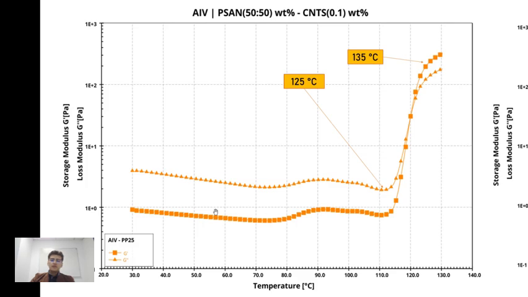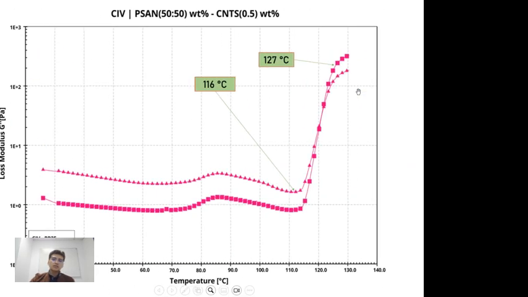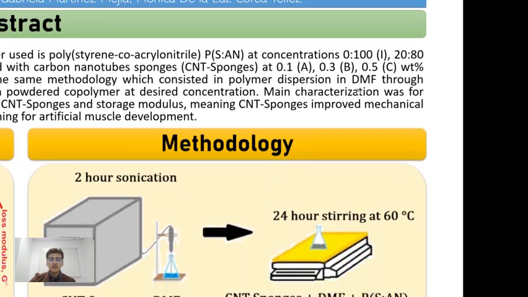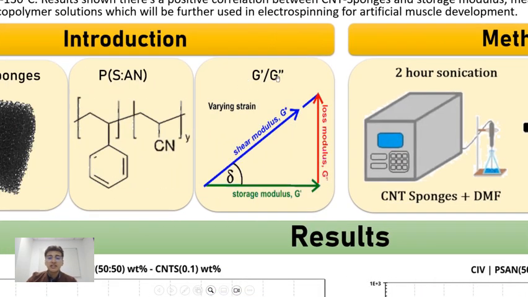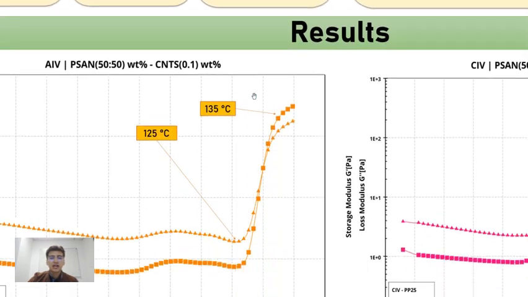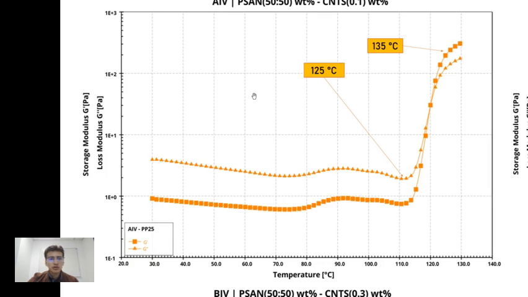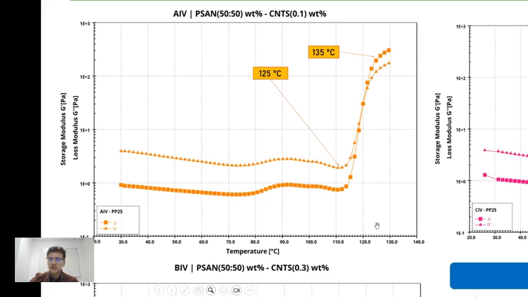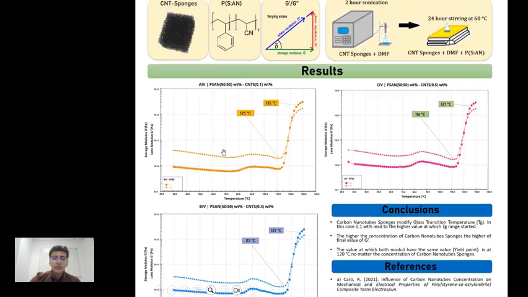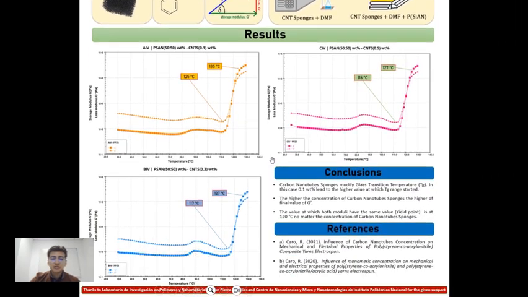As a last step of the methodology, there was a G prime and G double prime characterization in terms of the temperature from 30 to 130 degrees Celsius, as you can see in this graph. And the result, of course, is a G prime and G double prime versus temperature plot, again from 30 to 130 C. As we can see in the three graphs, there is a pretty constant behavior in general.